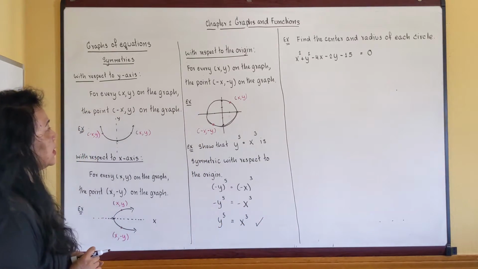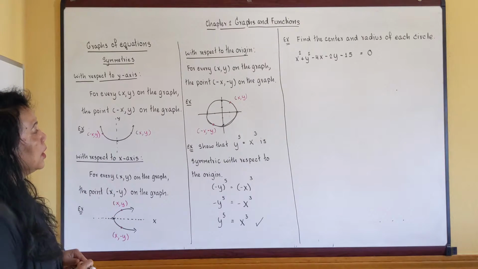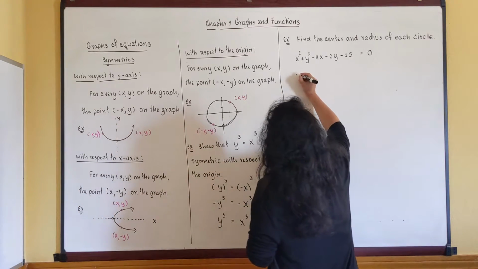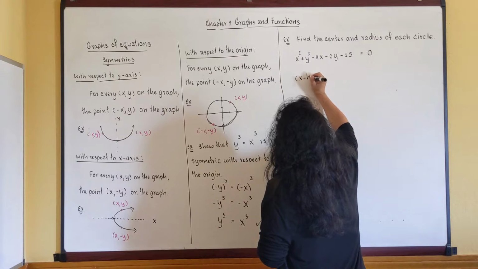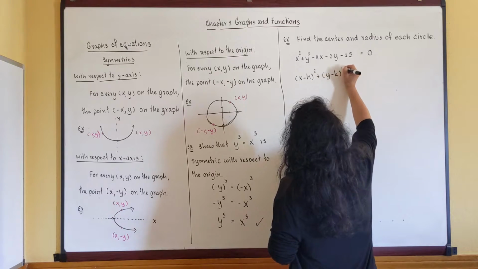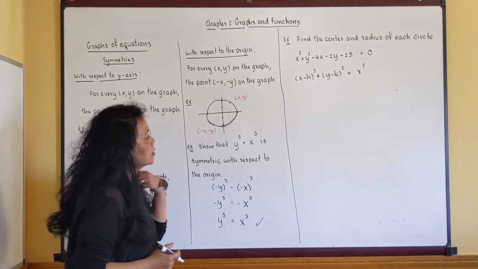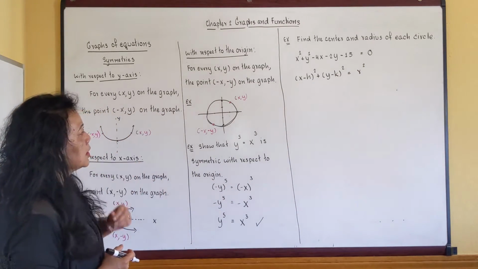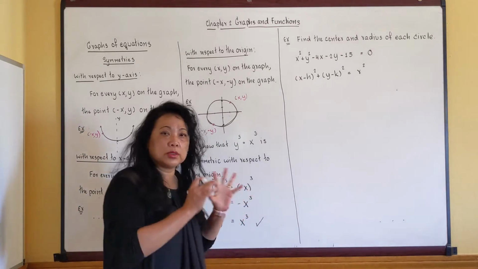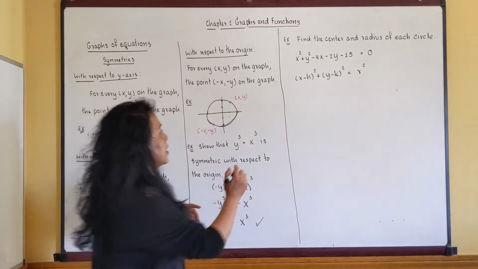The next one, find the center and the radius of each circle. So let's remind ourselves what the formula of the circle looks like: x minus h quantity squared plus y minus k quantity squared equals r squared. That's the standard form of the circle. The equation doesn't look anything like that, so I'm going to make it look like that. I'm going to group the x terms together, the y terms together, and move the 15 to the other side.